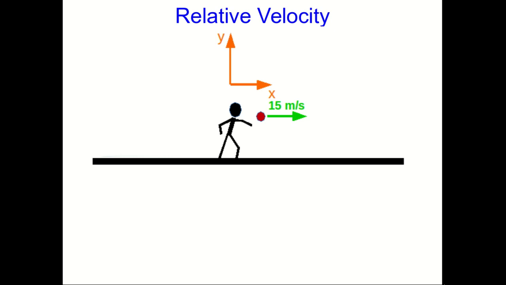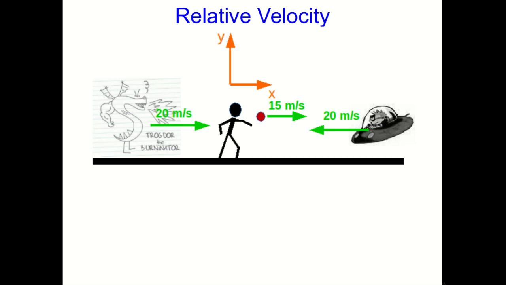This idea of being able to view the motion of one thing from the perspective of another moving thing is going to be important to us. And so it's time to meet the idea of relative velocity. So let's say you throw a ball to the right at 15 meters per second, and I'm calling right our positive x direction. Let's say your friend Spaceman Spiff is going left at 20 meters per second, and your other friend Trogdor the Burninator is going right at 20 meters per second. Let's talk about what the velocity of the ball is according to Spiff and according to Trogdor.